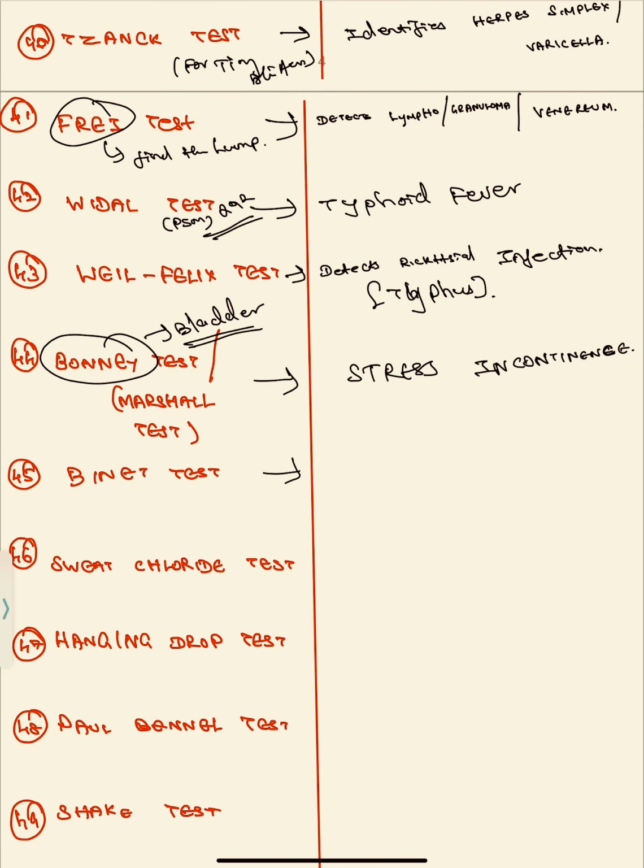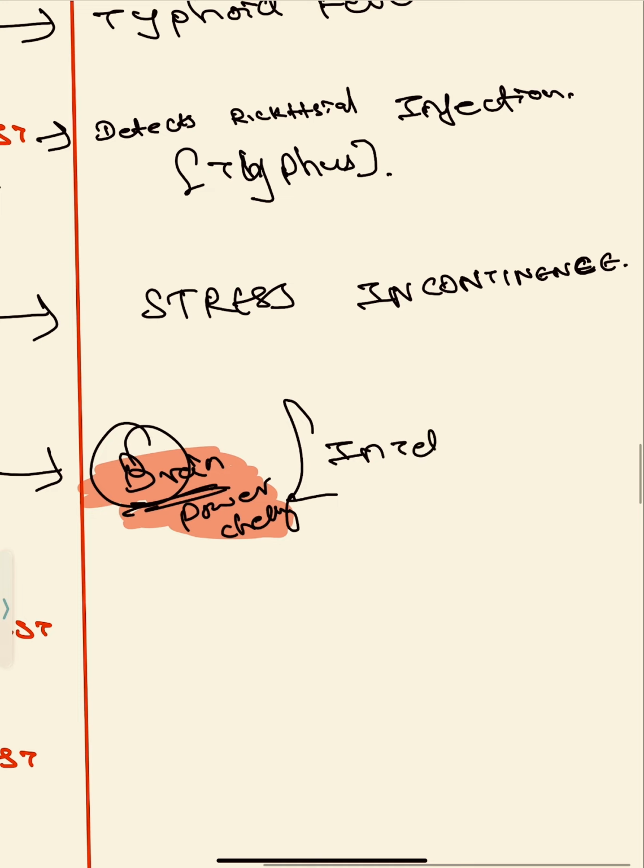Binet test is for measuring the intelligence of our brain. B for B, remember, B for brain. It's like a brain power checkup. Binet measures the intelligence of our brain. Intelligence quotient.